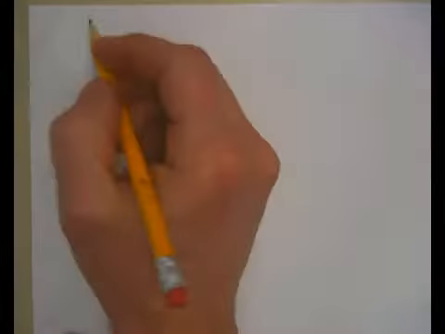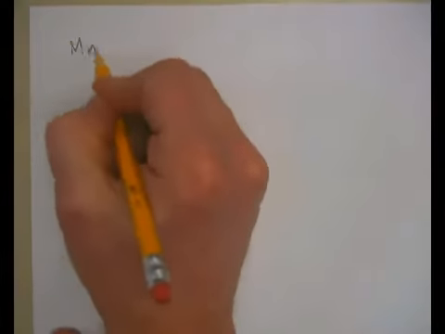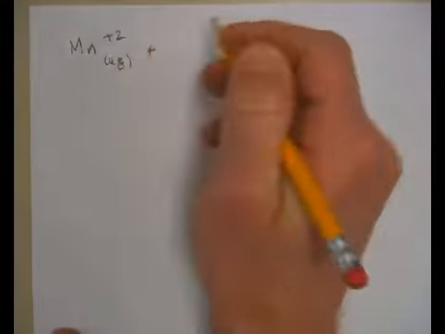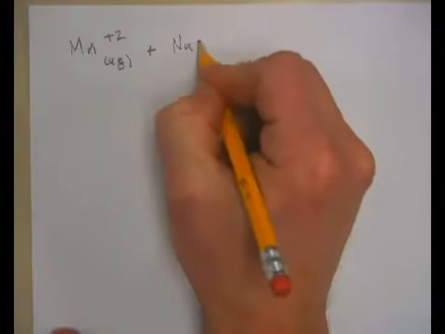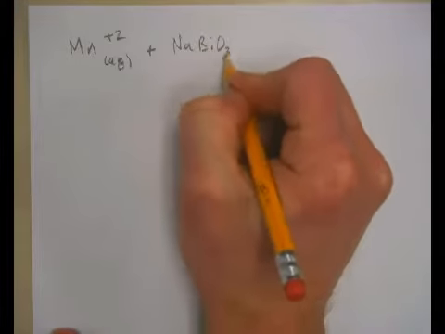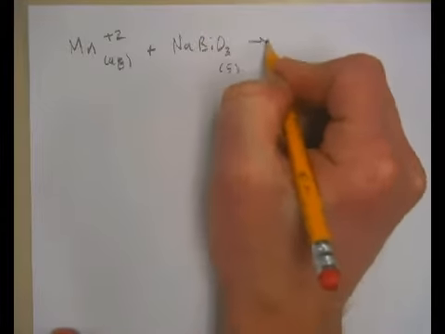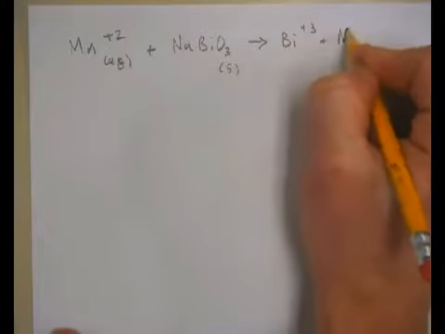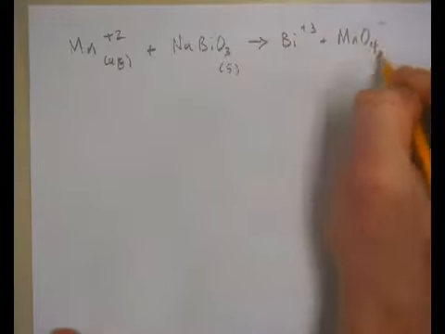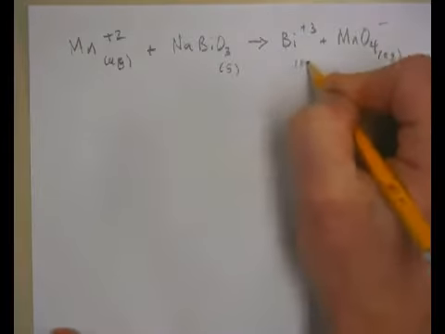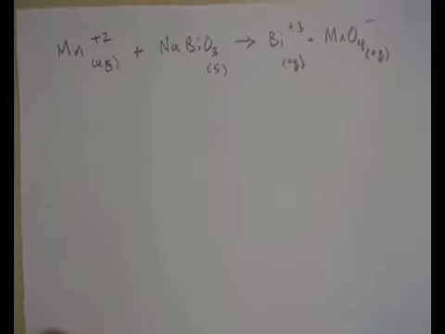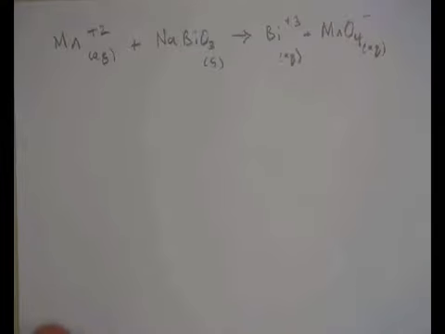So let's try this one. Mn 2 plus aqueous plus NaBiO3, this is a solid, arrow to Bi 3 plus plus MnO4 minus, this is aqueous and this is aqueous as well, and this occurs in an acidic solution, so we've got lots of H pluses around there as well.